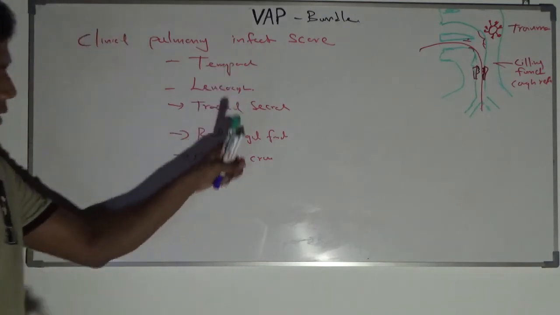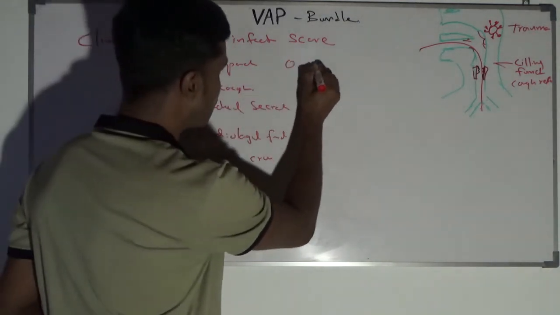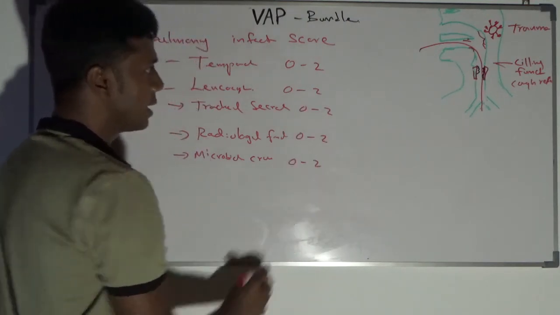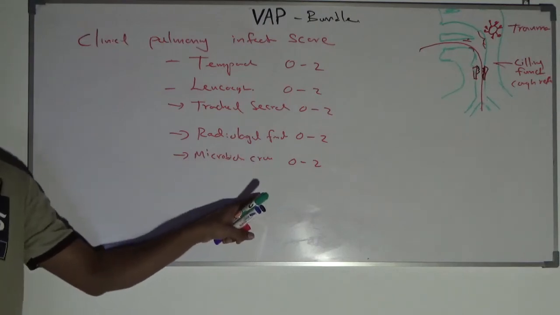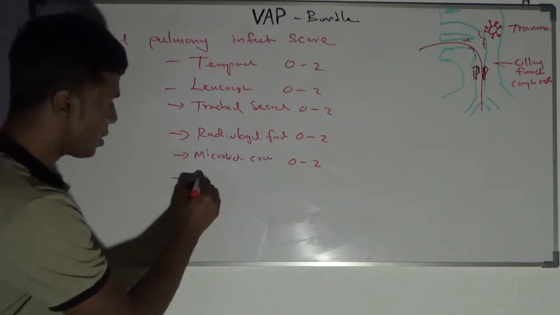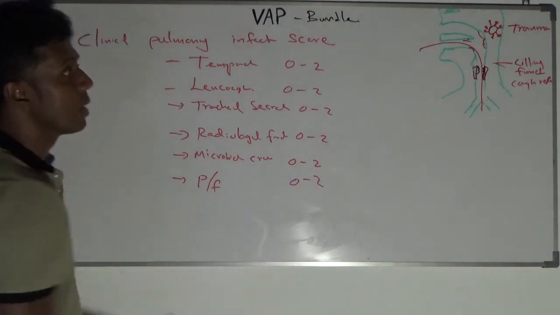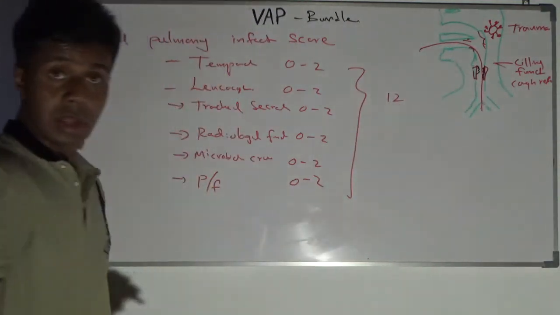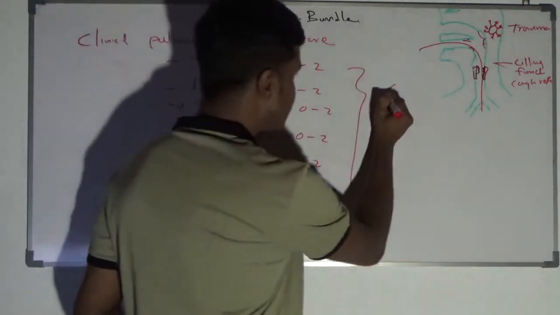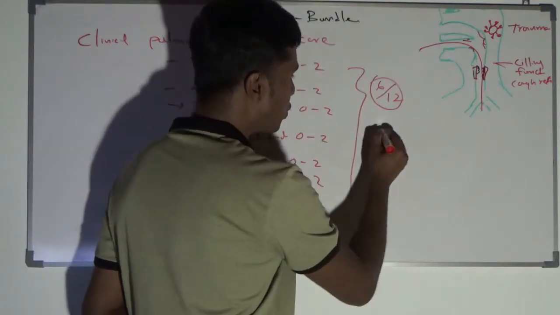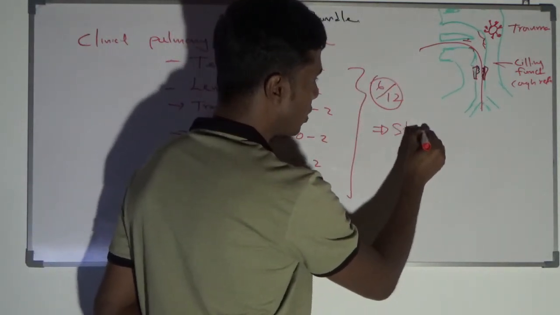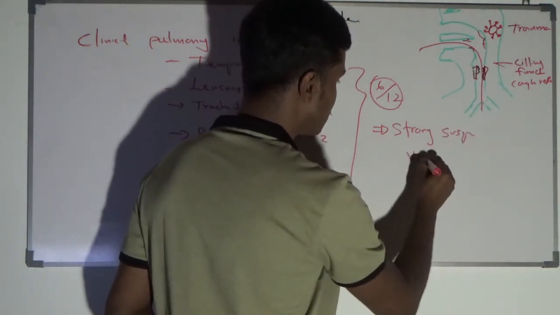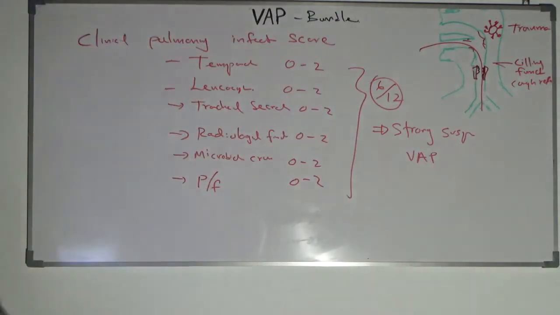According to those things, we give marks from 0 to 2, 0 to 2, 0 to 2, like that. The other one is the PF ratio, again 0 to 2. The maximum mark they can get is 12. Out of 12, if your patient has 6, you can strongly suspect ventilator associated pneumonia. I will repeat it again.